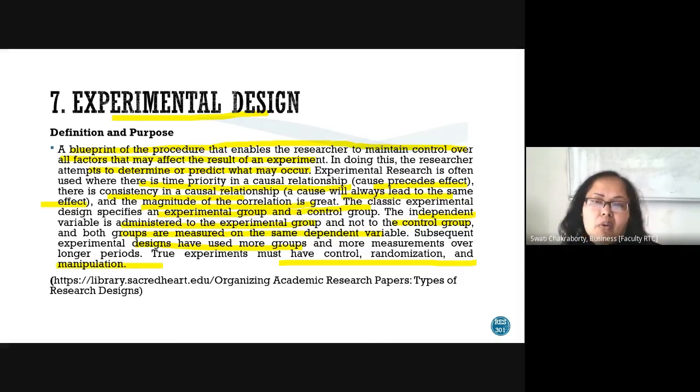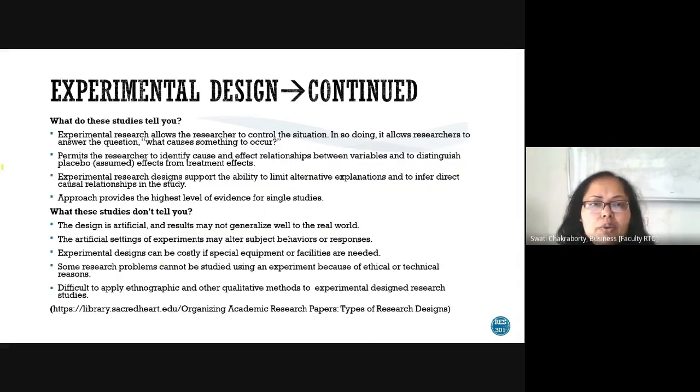So we have that power in our hand to do this manipulation, right? What do these studies tell us? They allow a researcher to control the situation, whereby it allows us to answer the question, what causes something to occur. It permits us as researchers to identify the cause and effect relationships between variables, and to distinguish placebo effects, that is assumed effects, from treatment effects.